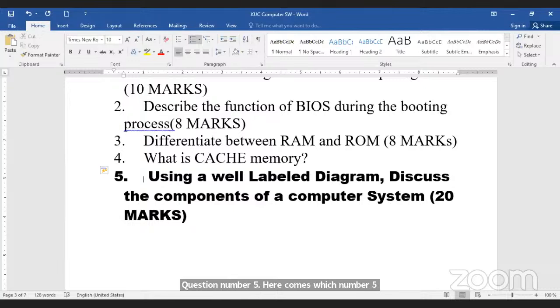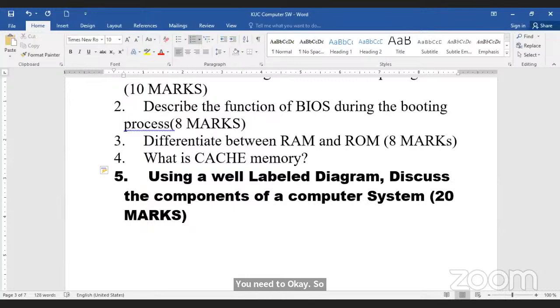Using a well-labeled diagram, discuss the components of a computer system, 20 marks. And getting 20 marks is not a joke. It's not a walk in the park. You need to organize yourself well.